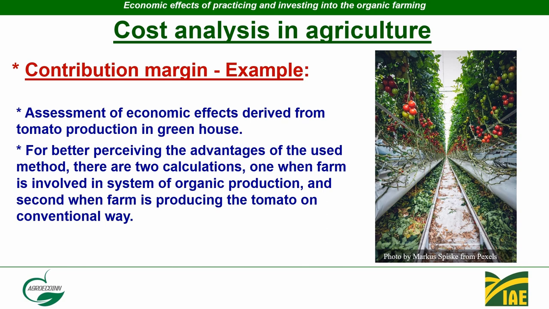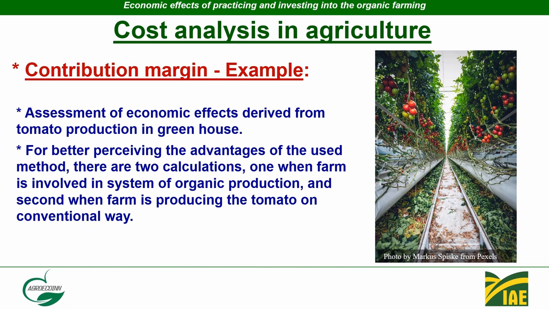Practical explication of the assessment of economic effects derived from a certain production line established in agriculture will be given through the example of a farm active in tomato production in a small greenhouse of 0.05 hectare size. In order to better perceive the advantages of the method, two alternatives will be given. One of a farm involved in a system of organic production, and the other of a farm producing the tomato the conventional way under the same capacities.